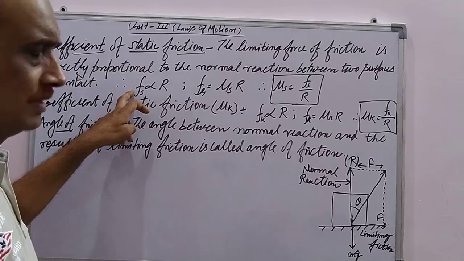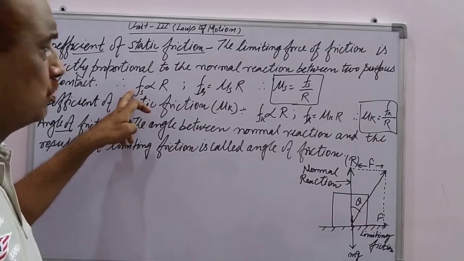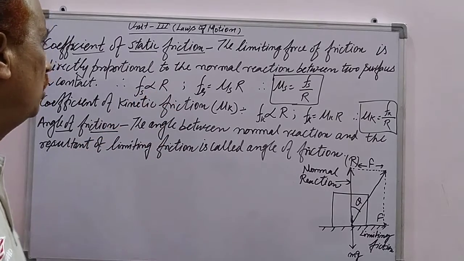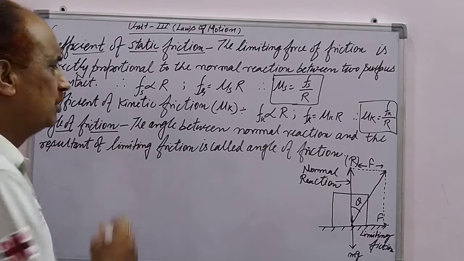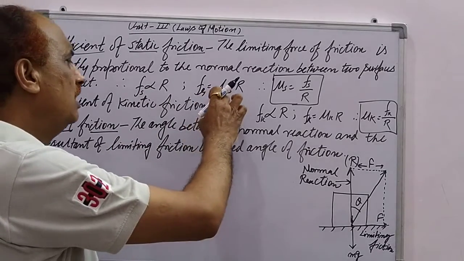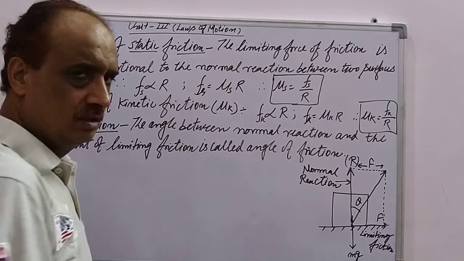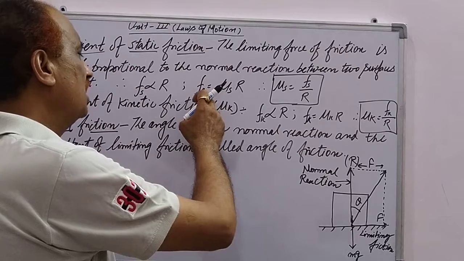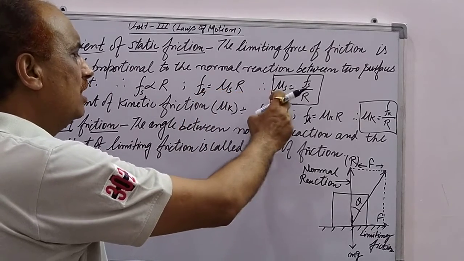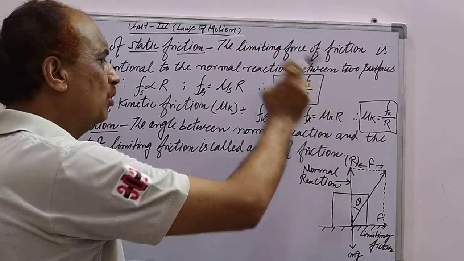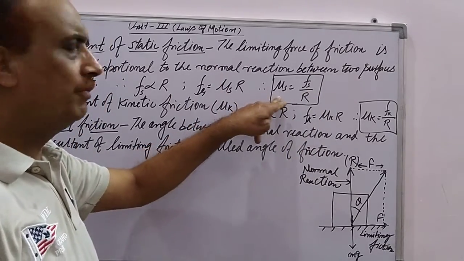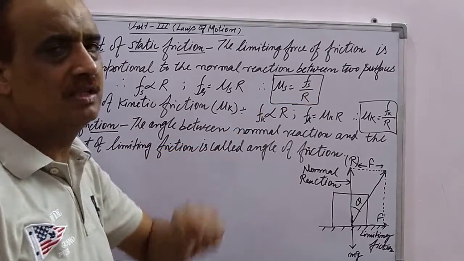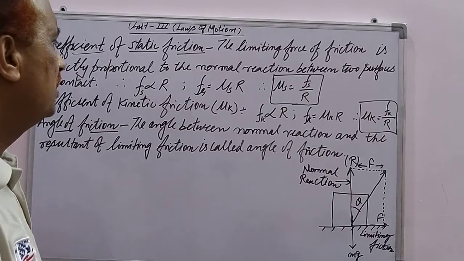So suppose Fs is the limiting force of friction and R is the normal reaction, so Fs will be proportional to R. When we remove the proportionality sign, we have to write some constant here. So the constant here is mu s. Mu s is the coefficient of static friction. Therefore Fs equal to mu s into R. Therefore mu s will be equal to Fs upon R. So the ratio of the static friction to the normal reaction is known as the coefficient of static friction.